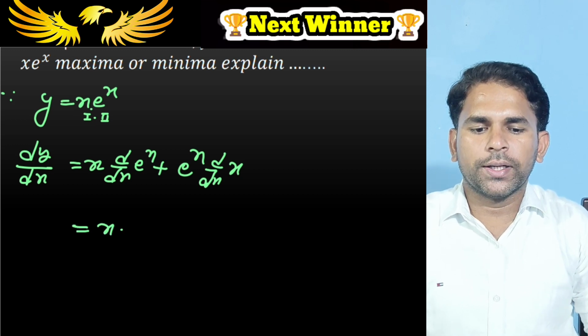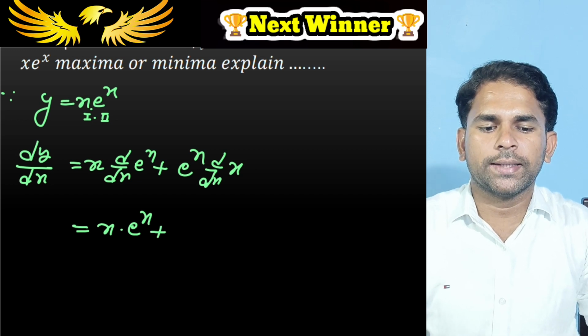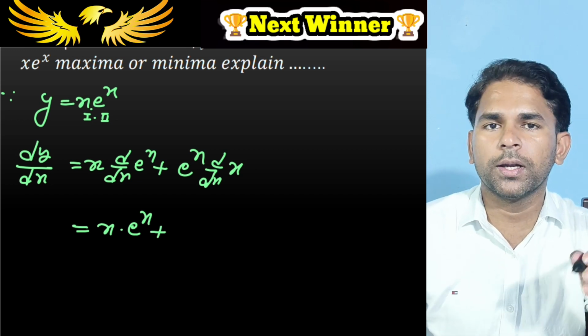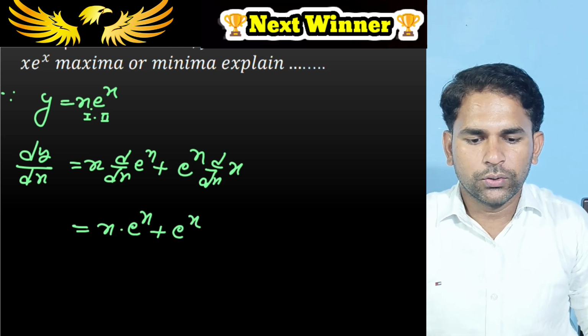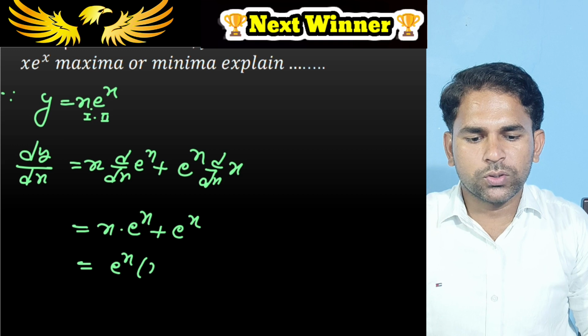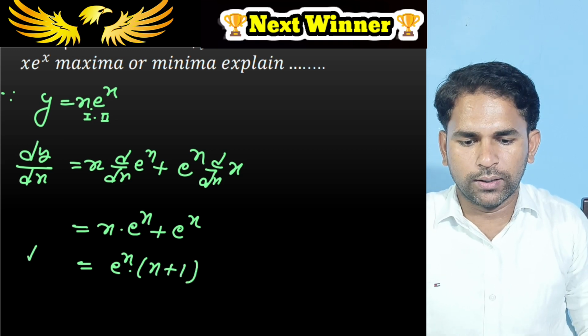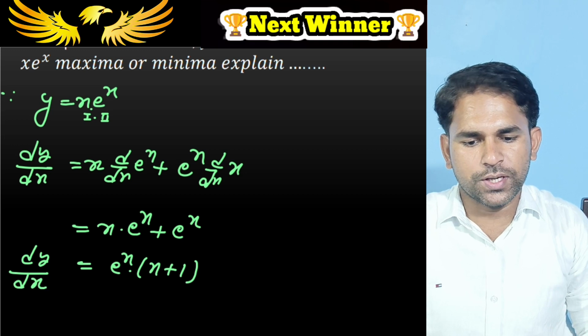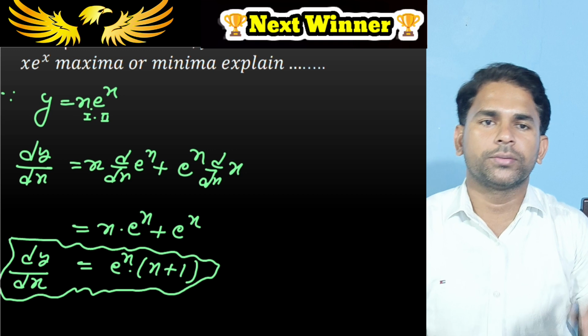x into d over dx of e power x, so you will get e power x, plus e power x into d over dx of x, you will get 1. So 1 multiplied by e power x gives e power x. So you can write here e power x. Now e power x you can take common, so e power x into x plus 1 is the value of the differentiation of this equation. Okay, clear? No doubt.